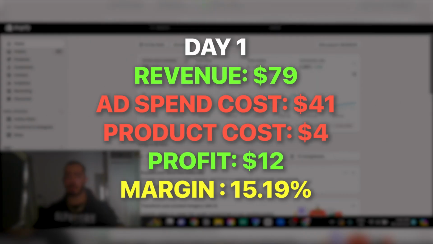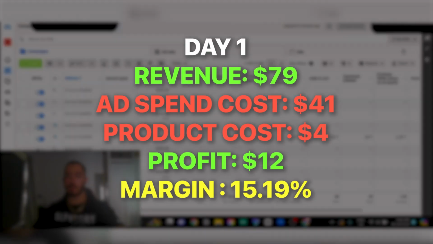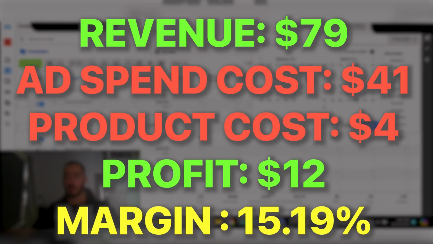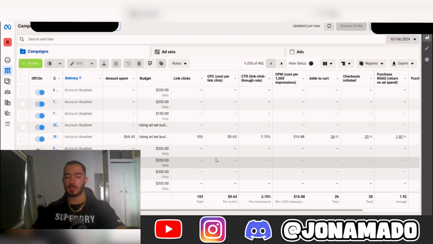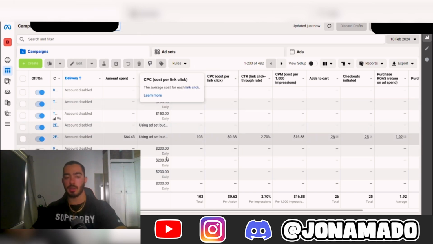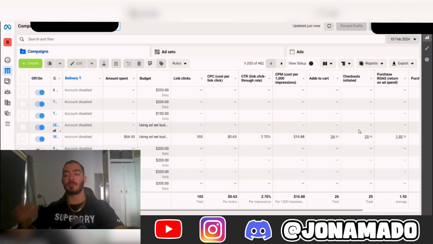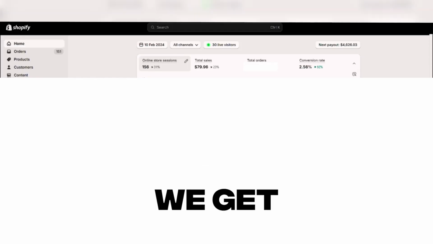So the second day, we did 79 in sales, so a bit less. And we spent 64. Alright, so I just left everything the same. So a lot of the times a product may not work the first day, and that's why you have to work out if it's an offer problem, if it's a creative problem. You have to figure out what the actual problem is. I'll go deeper into that as we get into it.